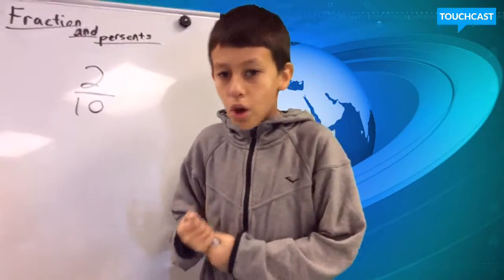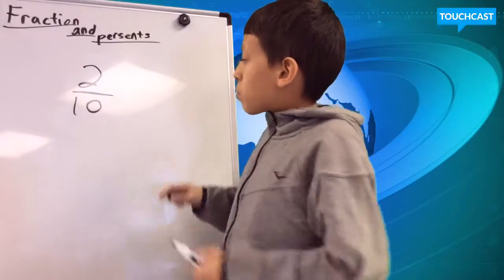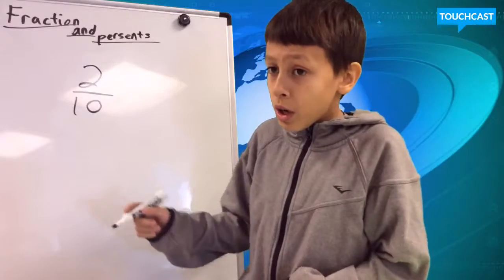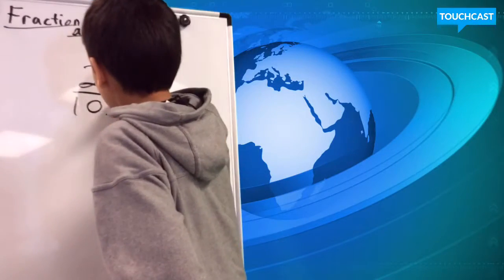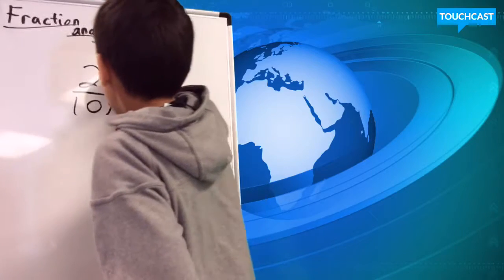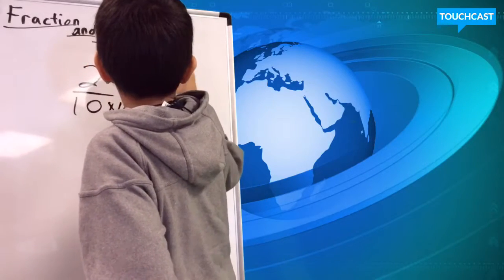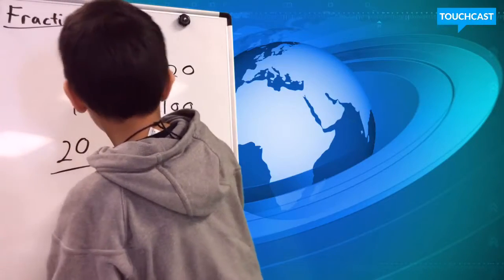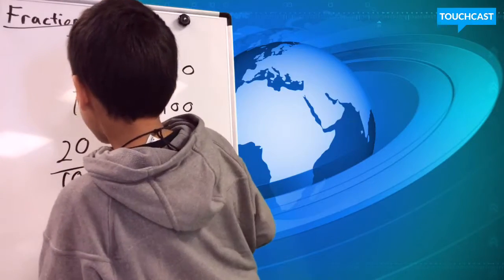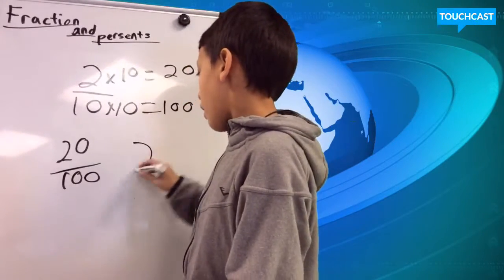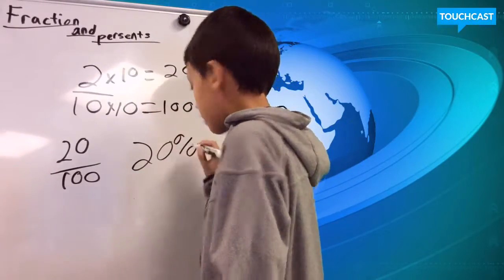Okay, so now we're doing 2/10. So how many times can 10 go into 100? 10 times. So 10 times 10 equals 100. 2 times 10 equals 20. So bring it down here, 20 over 100. So then our answer would be 20%.